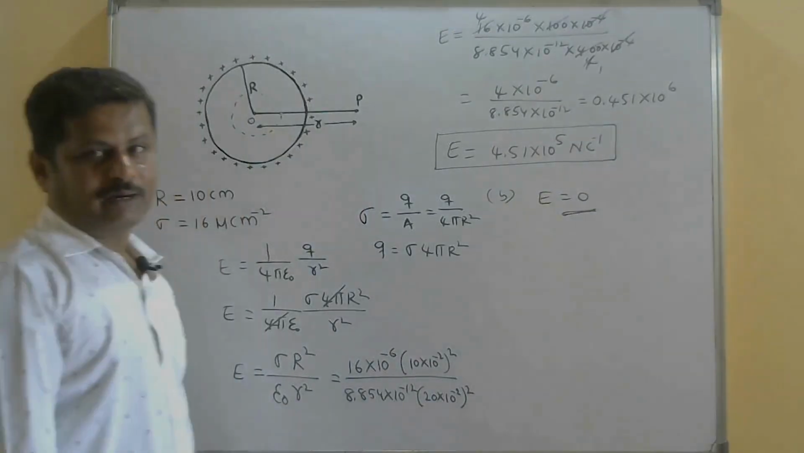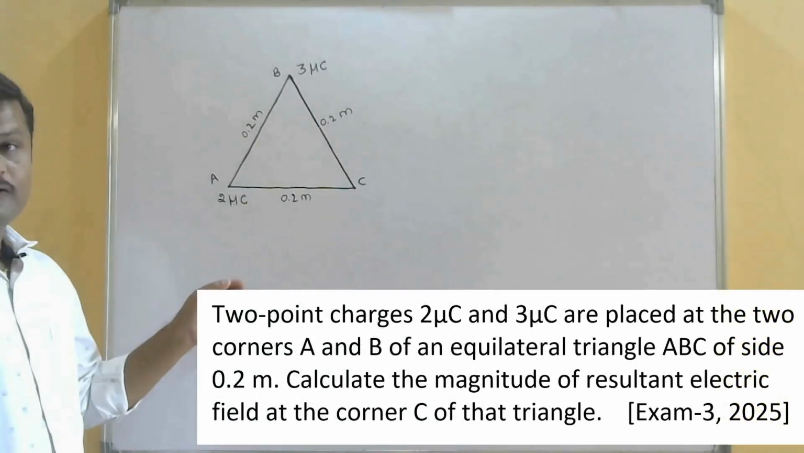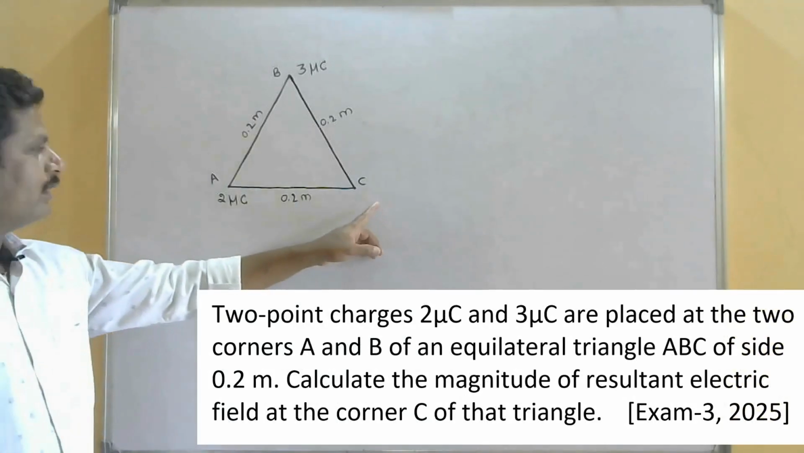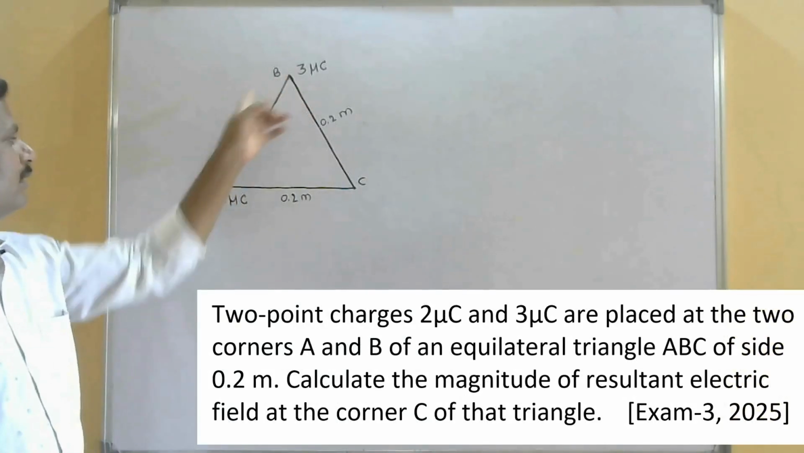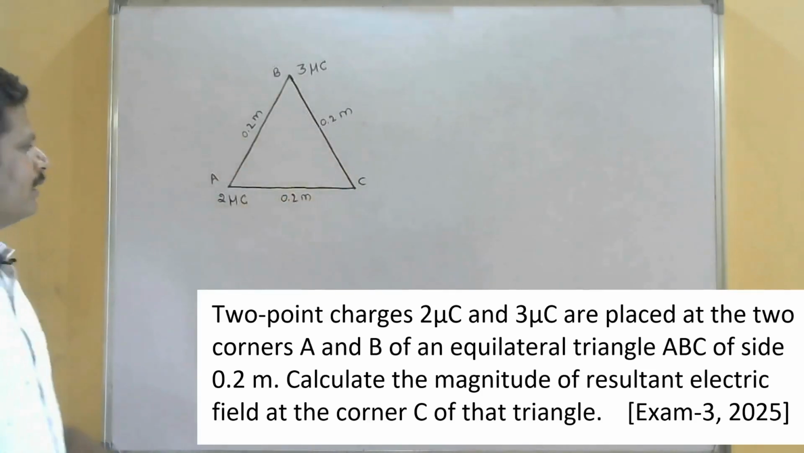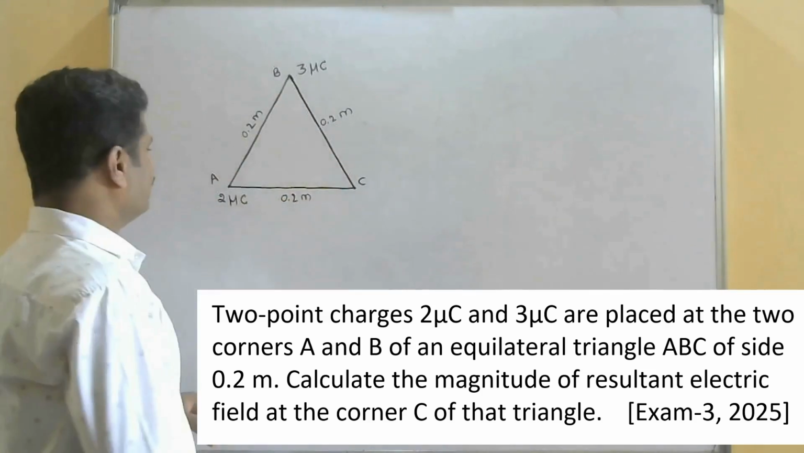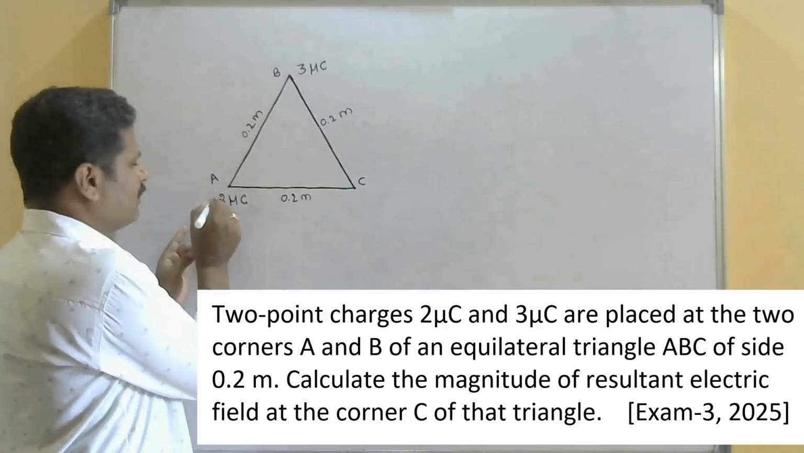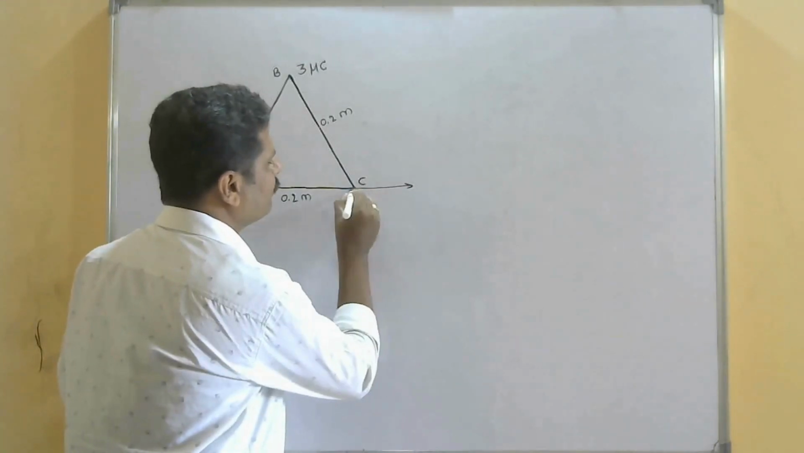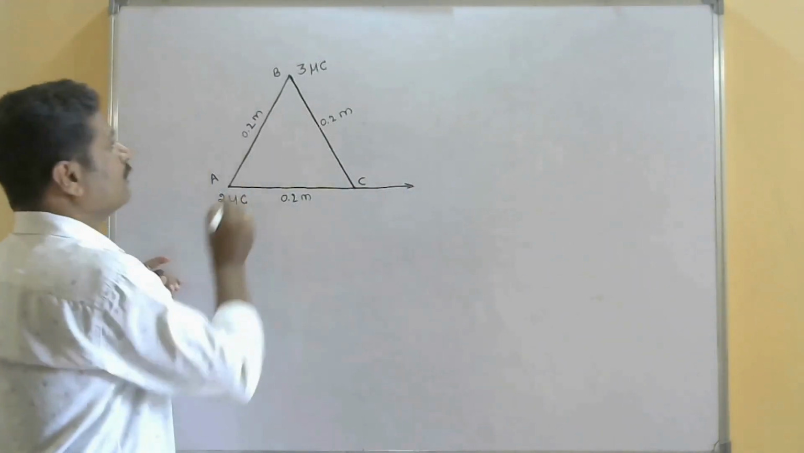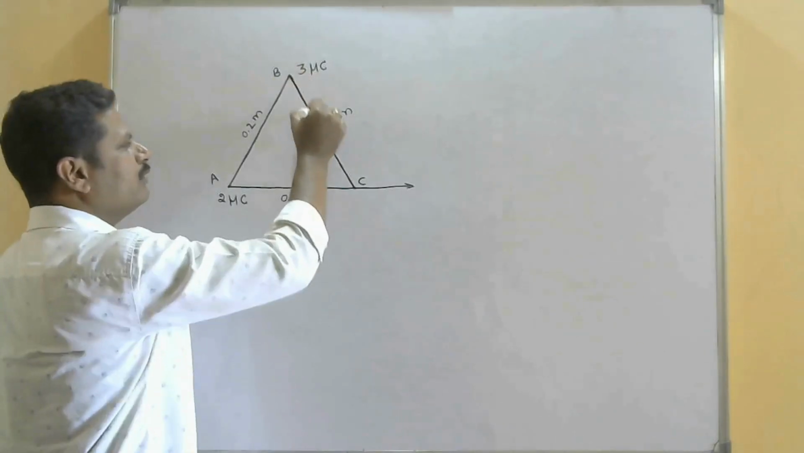So, let us go to the next problem. In this problem, we need to find the resultant electric field at point C. Here we have two charges placed at A and B of an equilateral triangle of side 0.2 meter. Now, the electric field due to the 2 microcoulomb charge will act in this direction because it is a positive charge, and this is also a positive charge, so that electric field will act in this direction.